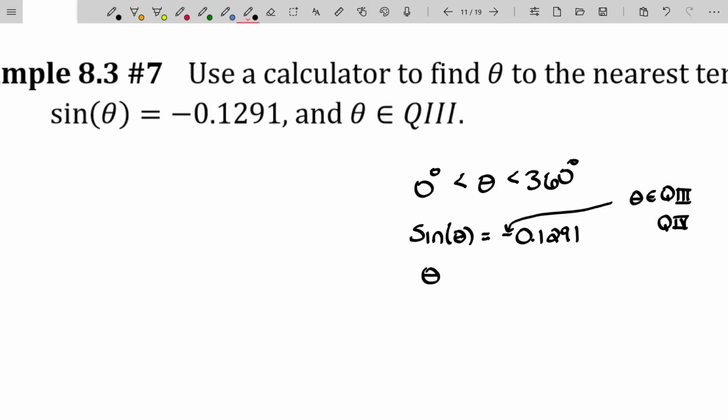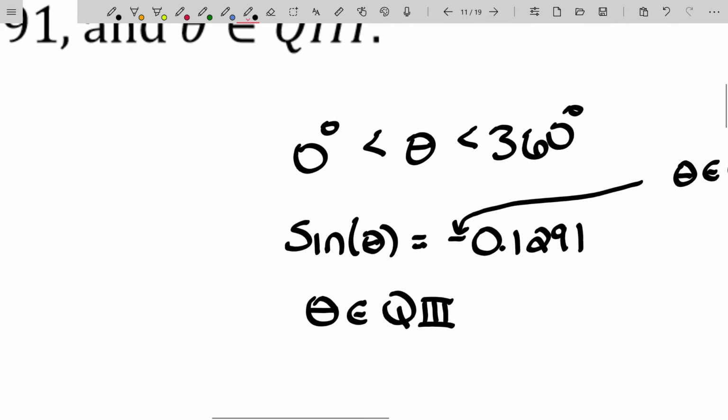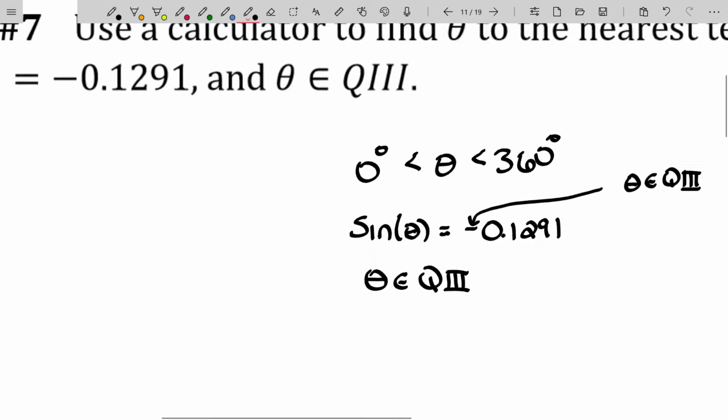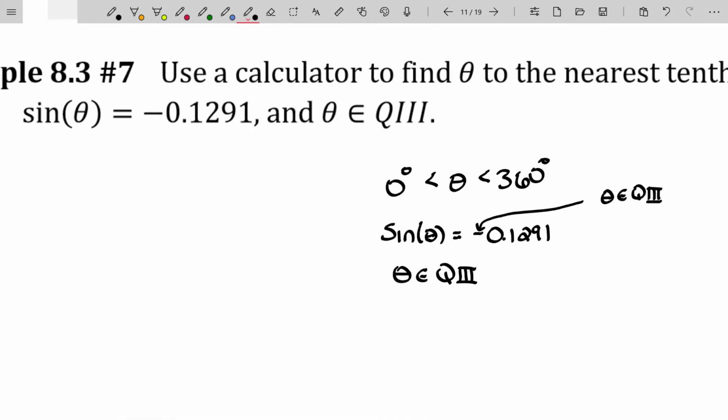But then the final condition is that they restrict theta to be an angle terminating in quadrant 3. So I can get rid of the quadrant 4 possibility. So now I know I'm locked down to quadrant 3. And to find the reference angle, you must work with reference angles here.